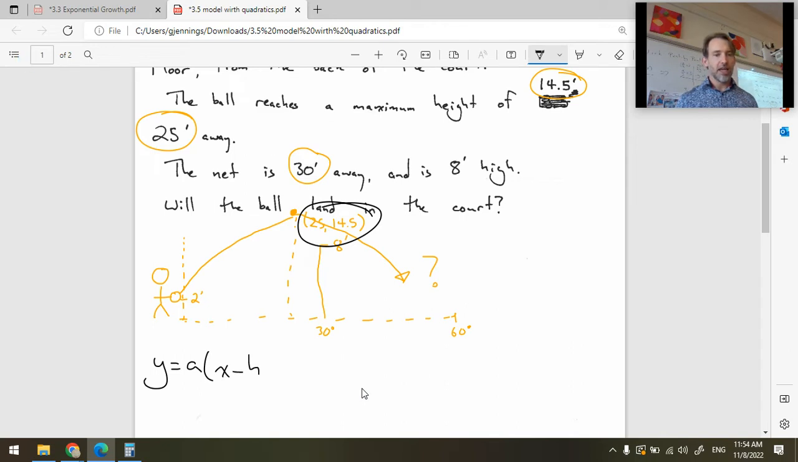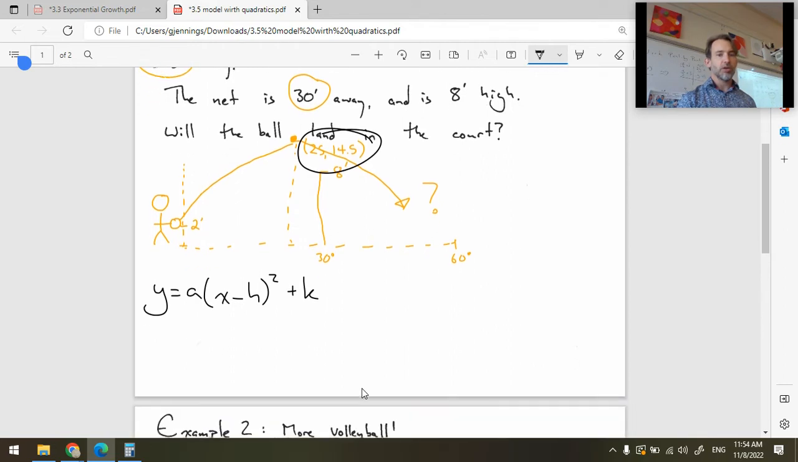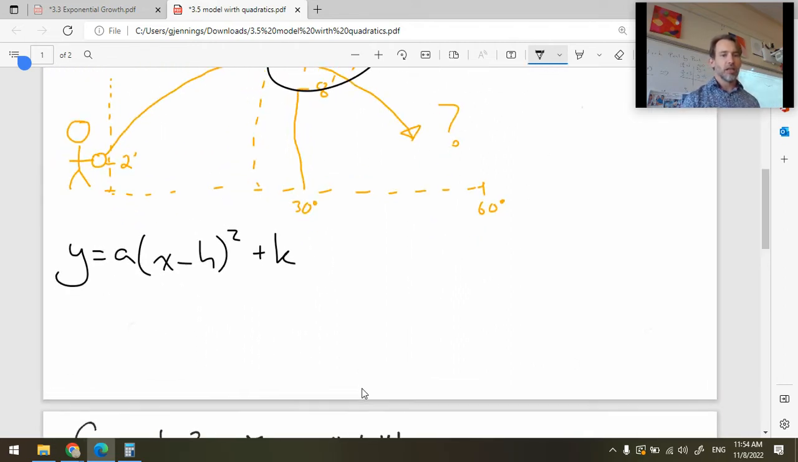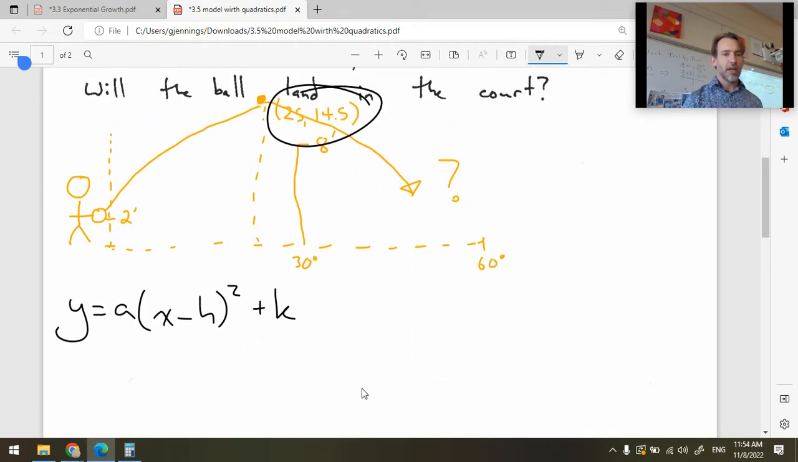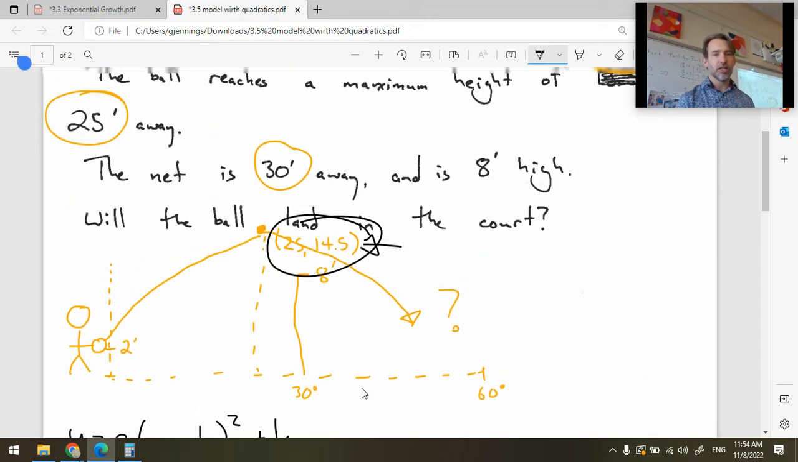(x minus h) squared plus k. This is the general vertex form equation. Then I put in 25 and 14.5 for h and k, so I'll have this equation: y is equal to a multiplied by (x minus 25) squared plus 14.5. So that's taking the coordinates of the vertex there, 25, 14 and a half.